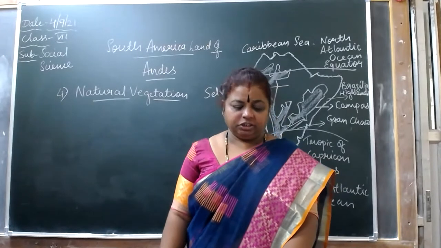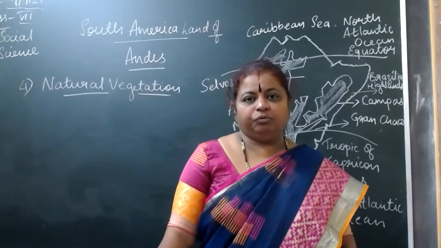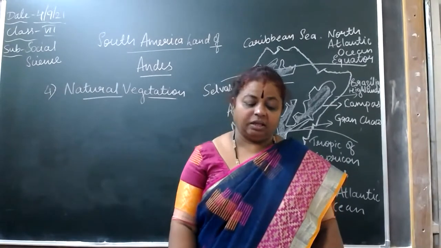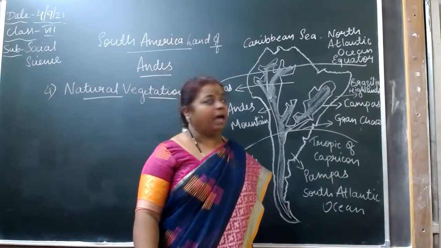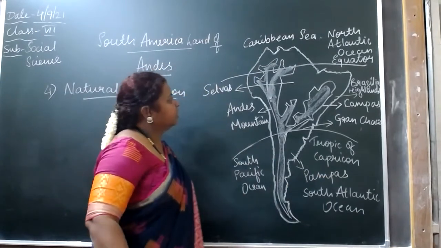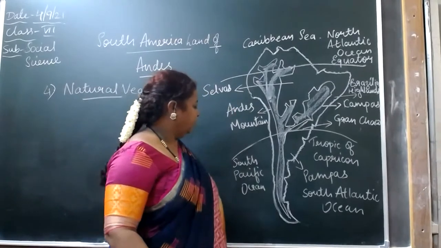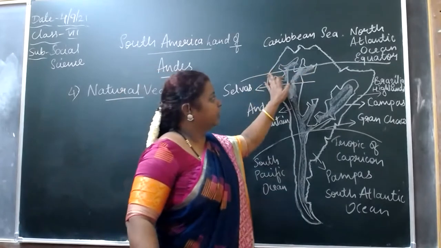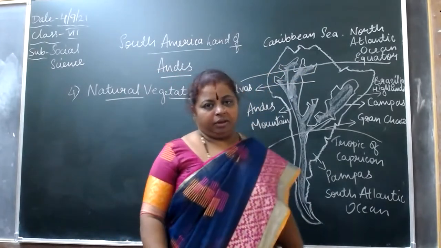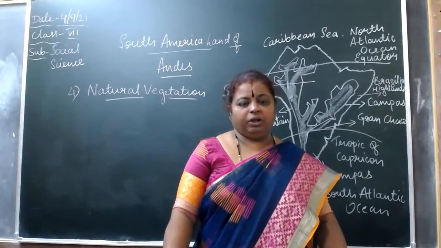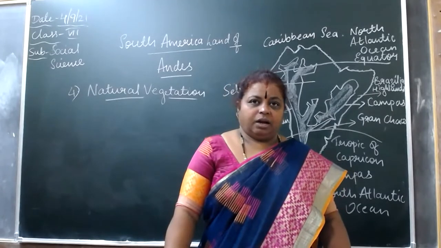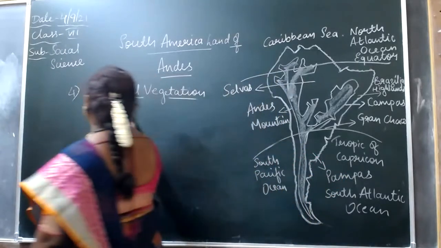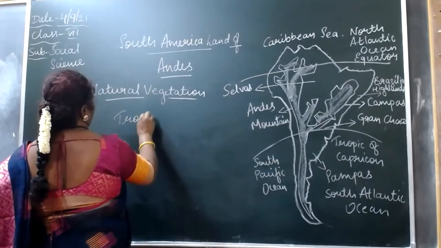That is natural vegetation. We know the equatorial region of the Amazon basin has dense tropical rainforest. Tropical means high rainfall. What is the meaning of tropical? High rainfall.